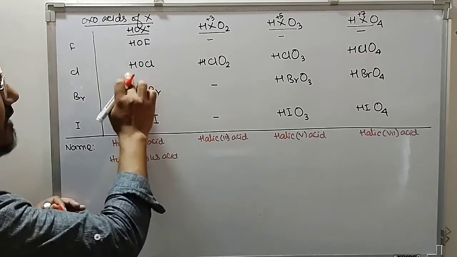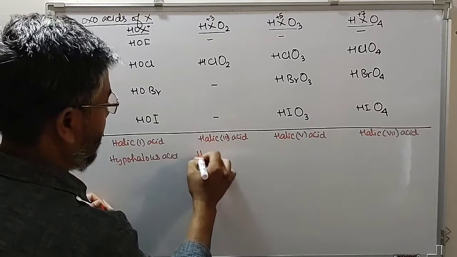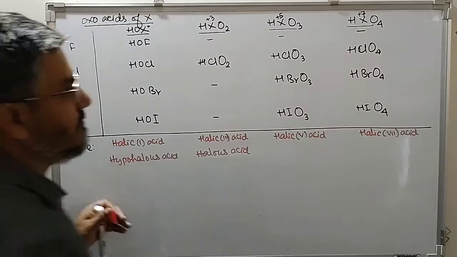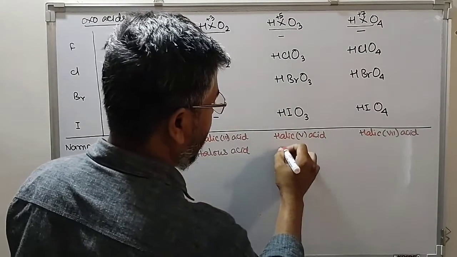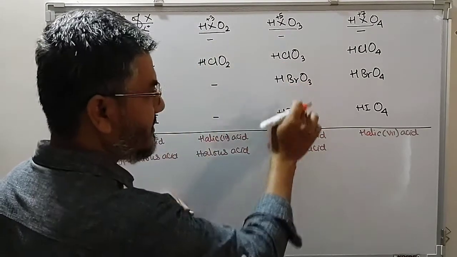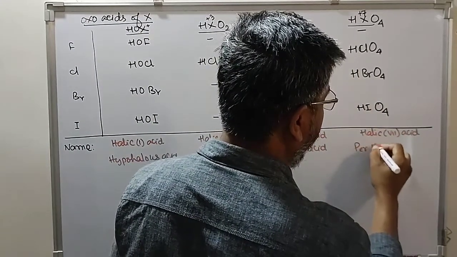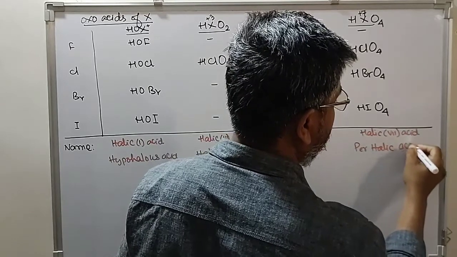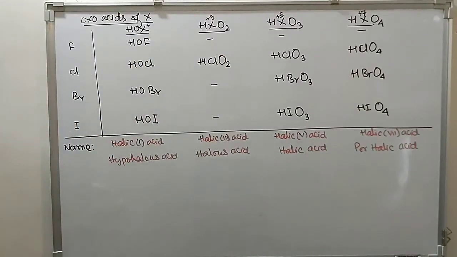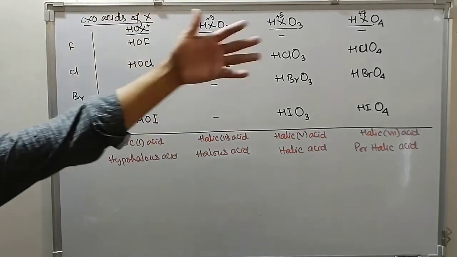Hypoiodous, hypobromous, hypochlorous, hypofluorous acid. This is halous acid, chlorous acid. This is simply known as halic acid. Chloric acid, bromic acid, iodic acid. This is known as perhalic acids. Perchloric, perbromic, periodic acids. Now these are the standard names as well as the common names of these different types of oxoacids.